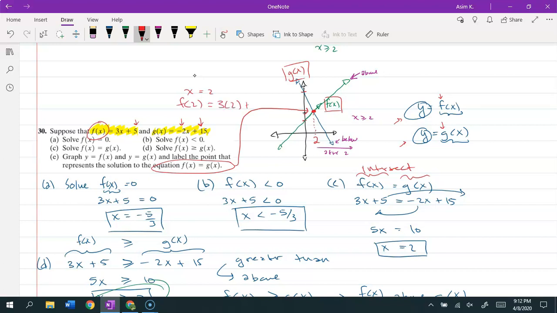Here's what it means to plug into a function. You could plug into f of 2 or you could plug into g of 2. It just means wherever the x's are, just change them into 2's. And you should get the same exact answer. In the top one, you'll end up with 3 times 2, which is 6, plus 5 is 11. And in the bottom, you have negative 2 times 2 is negative 4, plus 15 is also 11. In other words, that coordinate is 2 comma 11 right over there. Okay?